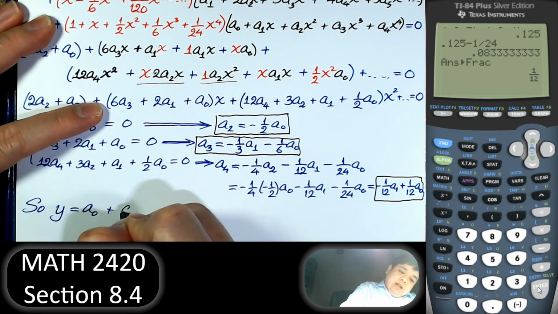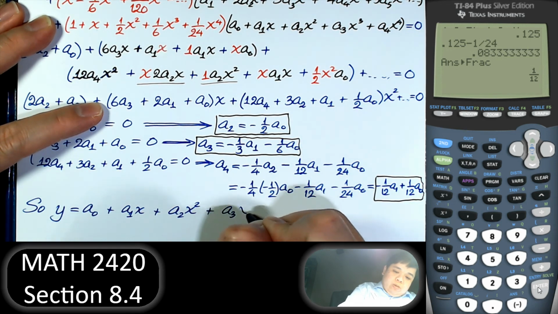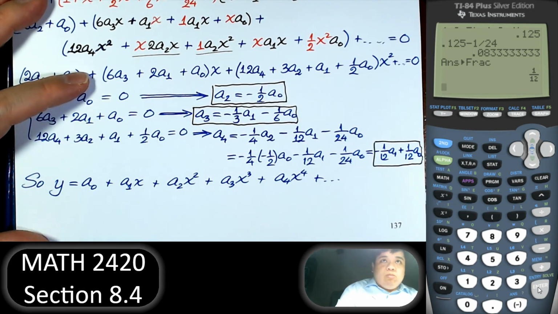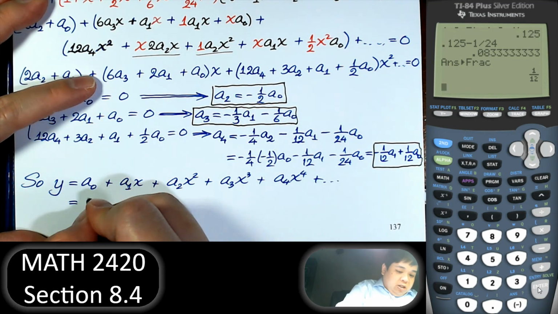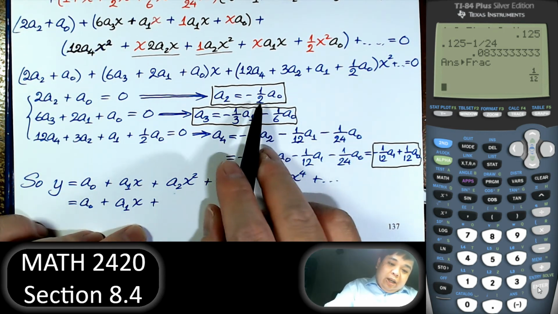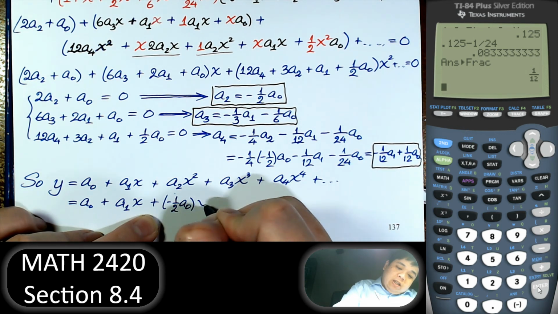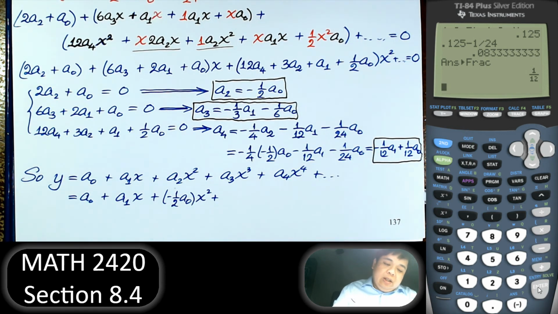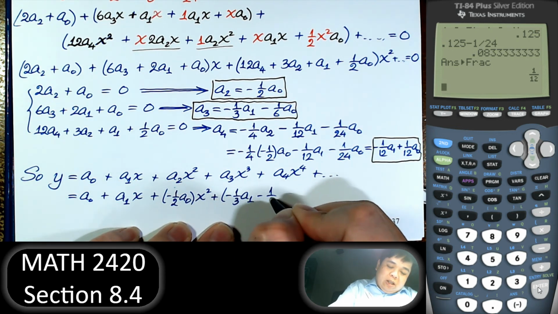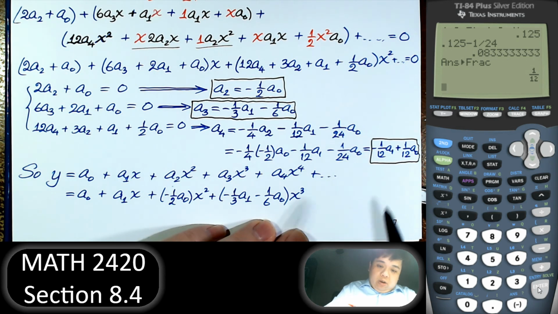a naught, a1 x, a2 x squared, a3 x cubed, a4 x to the 4th, and so on. So that's a standard power series. Now a naught is just a naught. a1 is just a1. a2 is negative 1/2 a naught x squared. a3 is negative 1/3 a1 minus 1/6 a naught x cubed. And a4 is that.